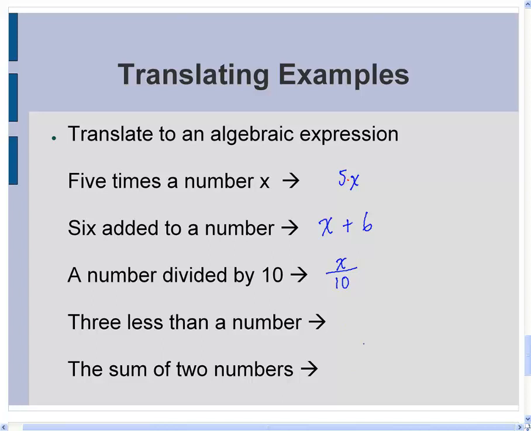3 less than a number. Here's one we have to be careful about. When we see this less than, we have to remember to switch the order as we see it. So 3 less than a number is written as x minus 3. The sum of two numbers. We don't know what either of the numbers are, so what we would generally write is x plus y, or some other variables.